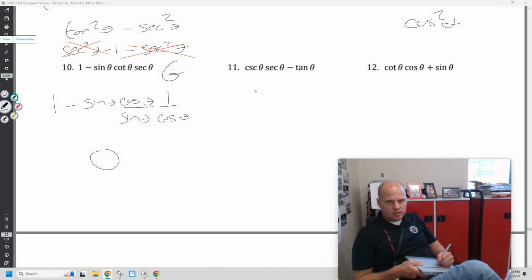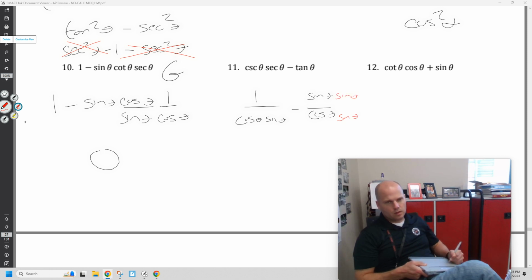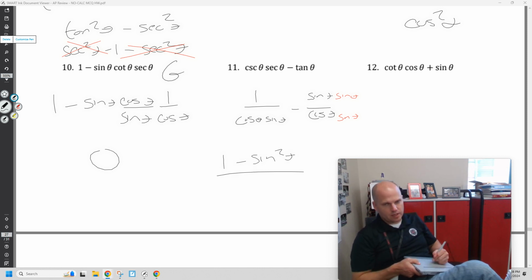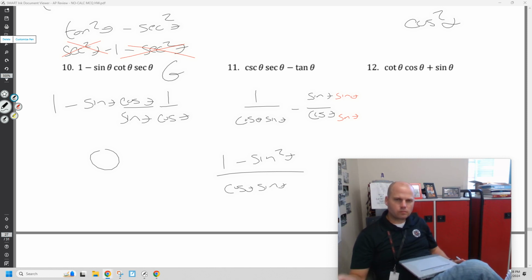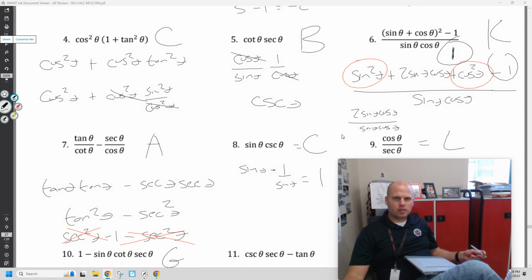Cosecant, secant. This is interesting. This is 1 over cosine theta sine theta, and this is sine theta over cosine theta. All right. 2 things need a common denominator. I'm going to multiply by sine theta, and I get the following. 1 minus sine squared theta, combining the two fractions because they have a common denominator, over cos theta sine theta.